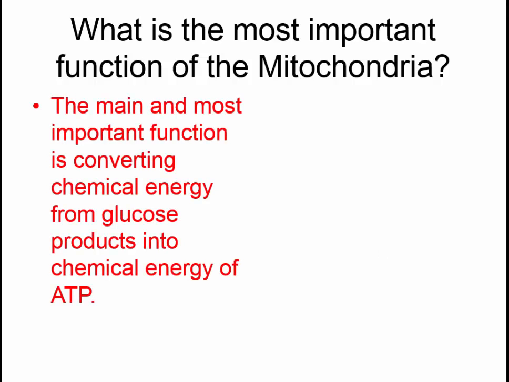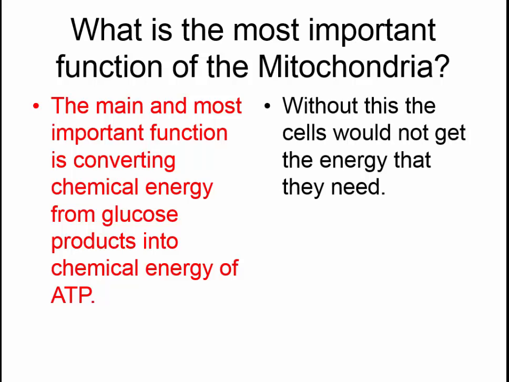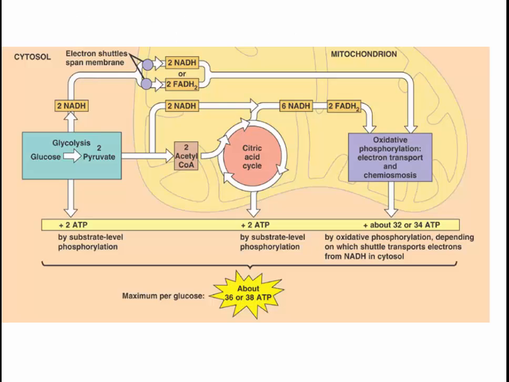So the main and most important function is converting chemical energy from glucose products into chemical energy of ATP. So taking those pyruvates, so those broken down parts of the glucose, and converting that to ATP. So without this, the cell would not get the energy that it needs to function.